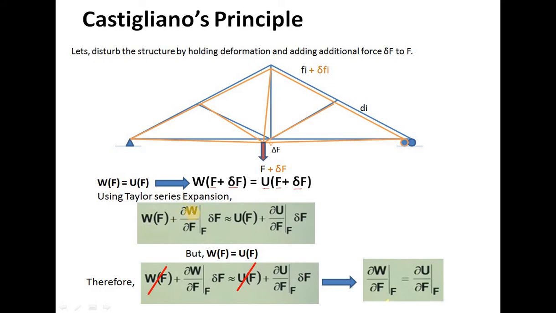W of F plus dou W by dou F with respect to F into delta F, which is almost equal to strain energy, which is a function of F, plus dou U by dou F with respect to F times delta F. So this is a partial differentiation of W with respect to F. But we know that work done, which is a function of force F, is equal to the strain energy also, which is a function of force F. So this and this are equal, so I can easily cancel them out. So when I do that, I will arrive at this kind of an equation, that is dou W by dou F with respect to F equal to dou U by dou F with respect to F, that is partial differentiation.